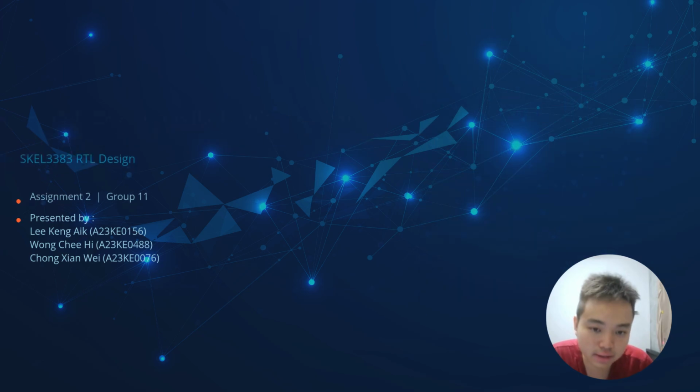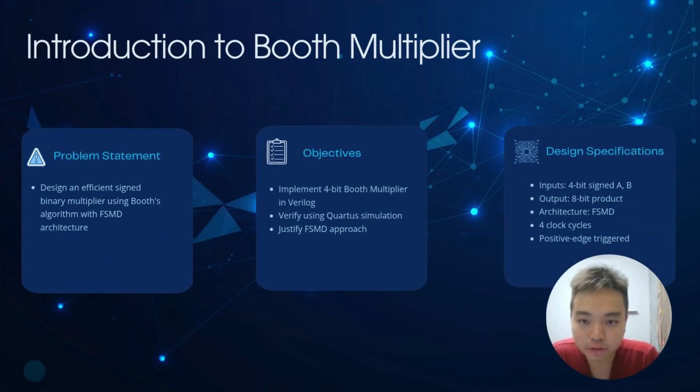Okay, so I will be introducing the booth multiplier. What is a booth multiplier? The problem statement that the booth multiplier can solve is to design an efficient signed binary multiplier using the booth operator with FSMD architecture. And the objective is to implement a 4-bit booth multiplier in Verilog, verified using the Quartus simulation, and justify the FSMD approach in this assignment.